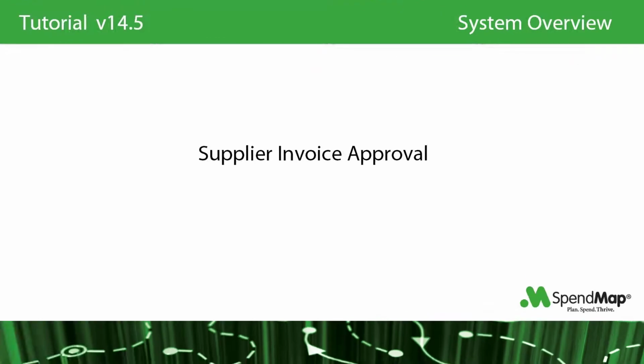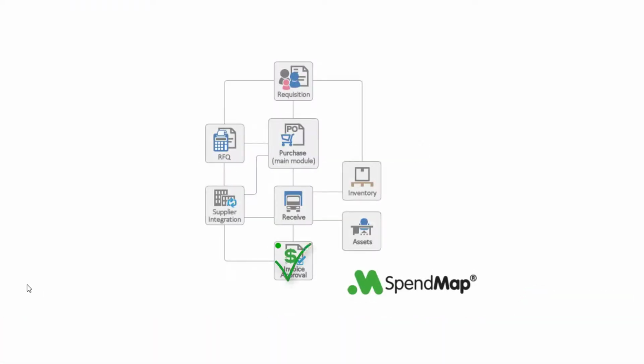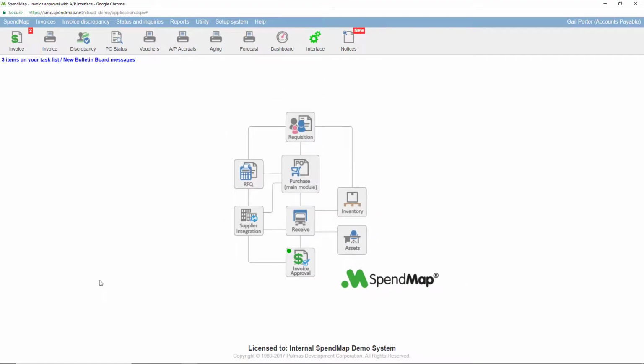Once products or services have been purchased and received, SpendMap's optional invoice approval module makes it super easy to approve your supplier's invoices for payment. By matching supplier invoices to purchase orders and receipts already in SpendMap, you can rest assured that the price is right and that you've actually received the items before any money changes hands.